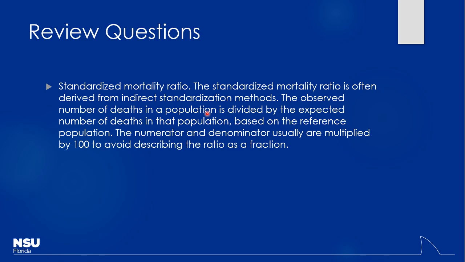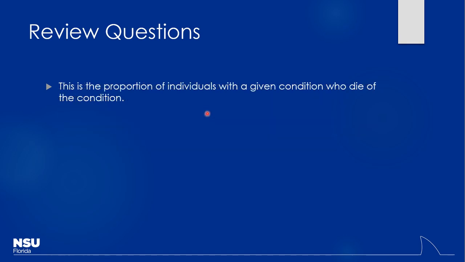Why do we multiply those numbers by 100? Yeah, get rid of the fraction essentially, right? So that way you can get an easier number to work with. It's easy for people to understand. And again, I'm just trying to illustrate some of the different definitions that may pop up on the test, because definitions are important to understand. Otherwise you can't really get much further if you don't know the lingo. Okay, how about the proportion of individuals with a given condition who die of that condition?